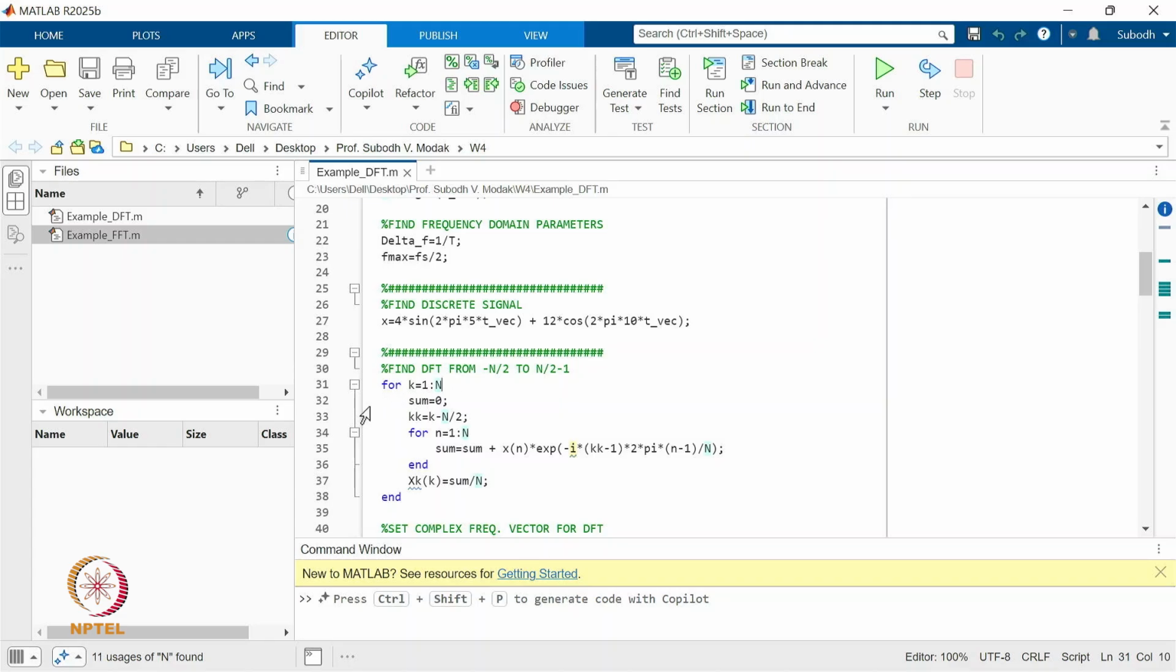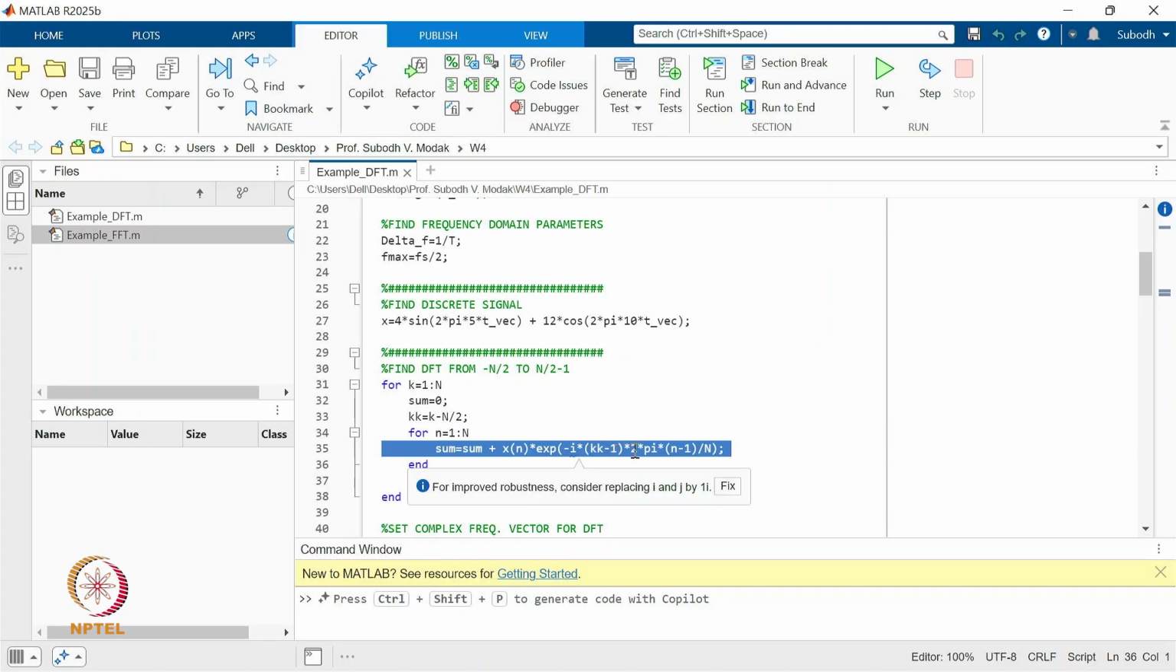Then we say we have to sum the elements. So, sum is equal to 0, and as I said, in the frequency again we want to have frequency components on the negative side starting from minus N by 2. So, that is why I am subtracting N by 2 from k. kk is a dummy value of k, and then we are having the sample again varying from 1 to N, because we cannot do from 0 to N. So, in the formula you can see we do an appropriate adjustment. I am writing here sum is equal to sum plus x(n) times e to the power minus i into (kk minus 1) into 2 pi (n minus 1) upon N.